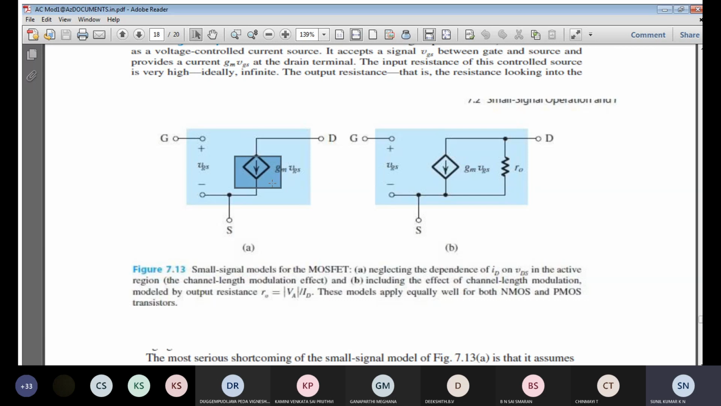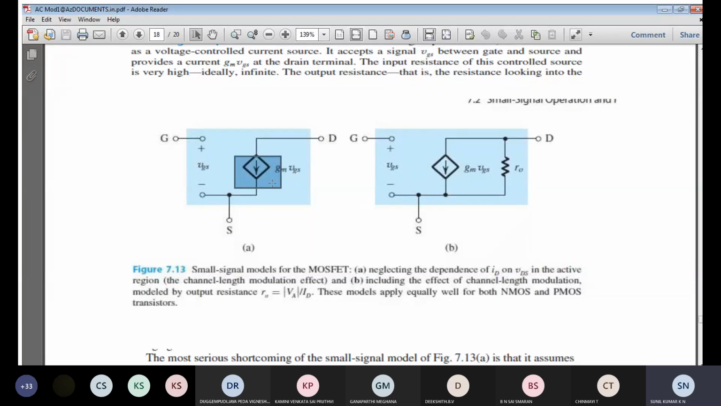So we model the current with a new expression involving half Kn into W by L into (VGS minus VT) whole square into (1 plus lambda into VDS). Here lambda is nothing but the channel length modulation parameter. Along with the VDS term, IDS is now dependent on VDS. So we can model devices with less than 1 micrometer channel length that have a channel length modulation effect.